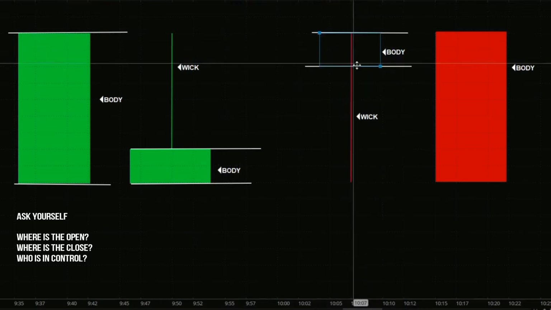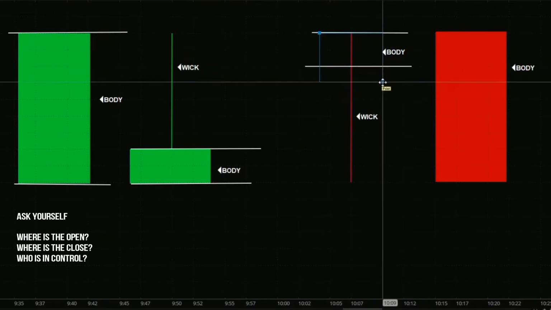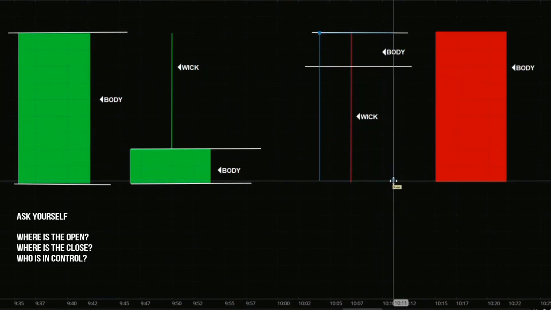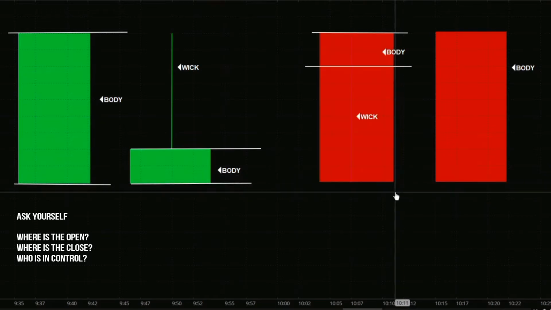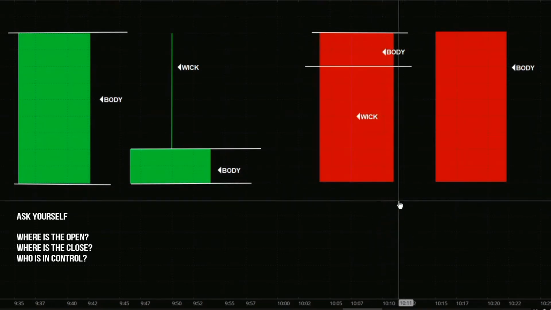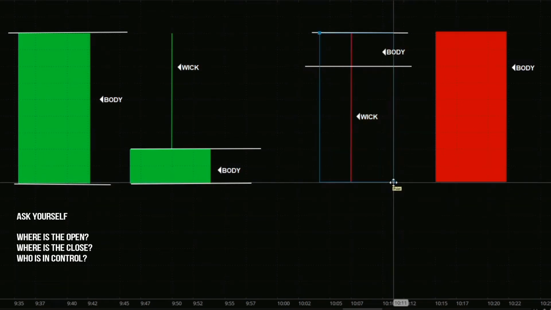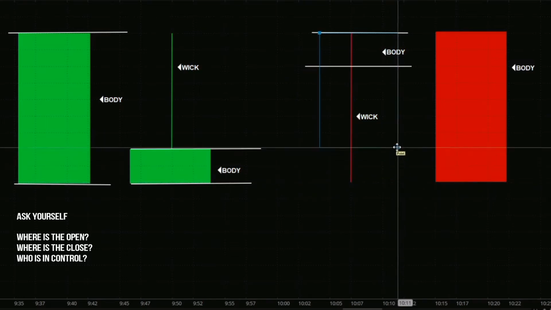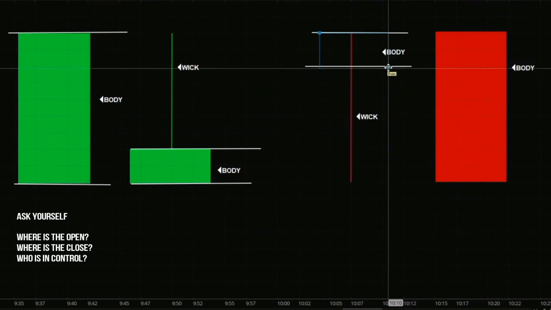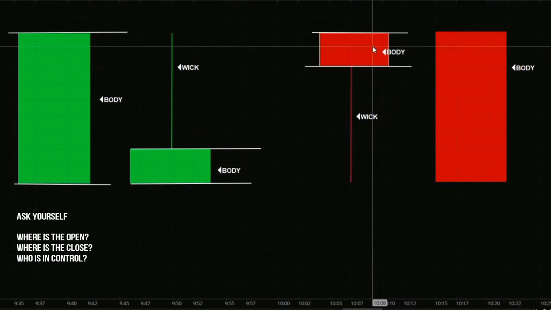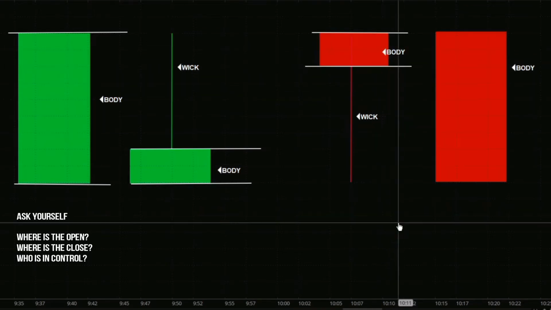Sellers stepped in, immediately started pushing the price down, got all the way to here, and at one point in time, the candle looked like this. It was a full red body. And then buyers decided that it was a good time to buy. The price of the stock was reasonable. They stepped in and pushed the price all the way up here, closing that candle right there.